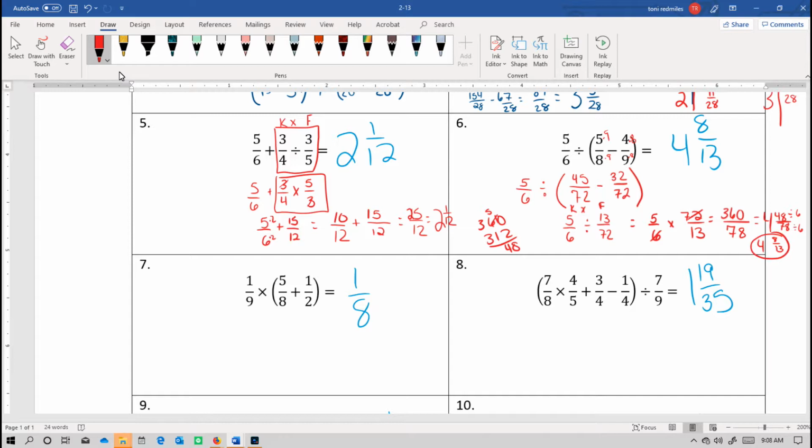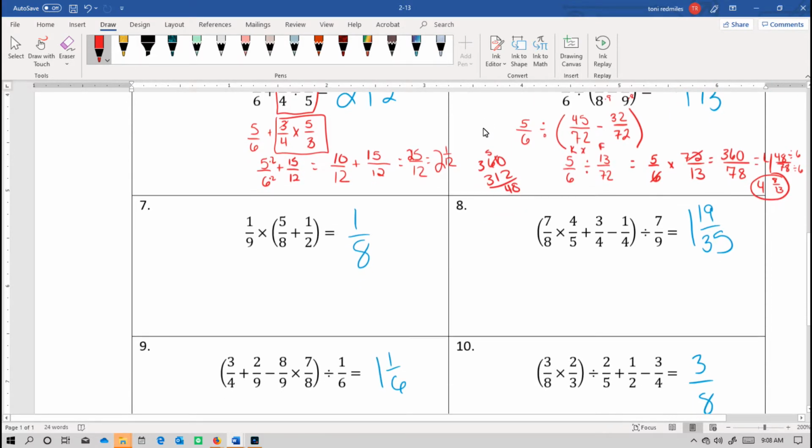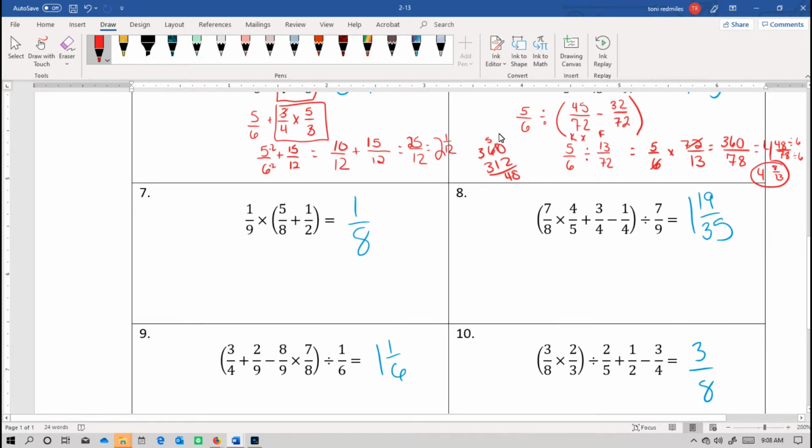Okay. Cross canceling just makes it slightly easier because you don't get these big numbers. But if you don't see it, don't stress yourself out about it. You can get there, it's just you're going to have to work with some big numbers.